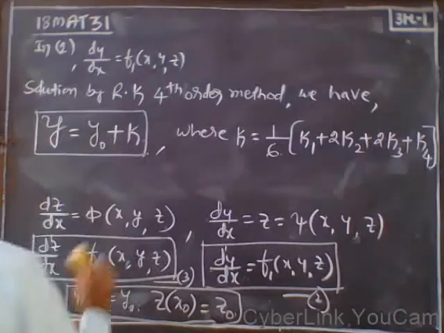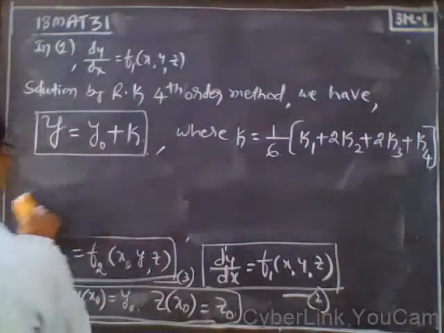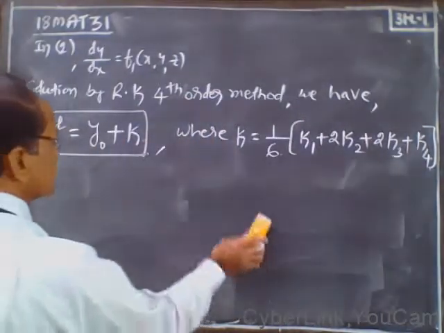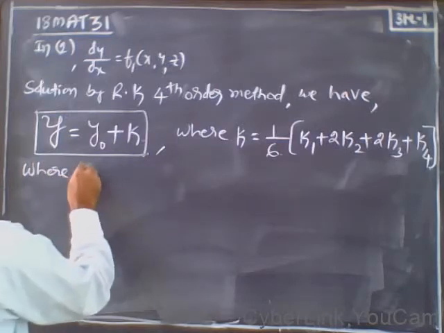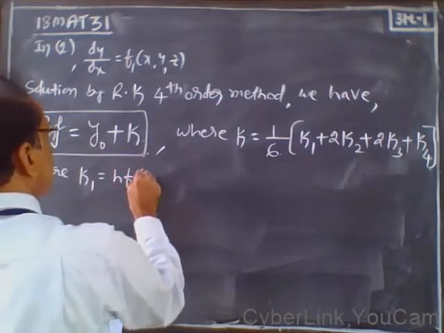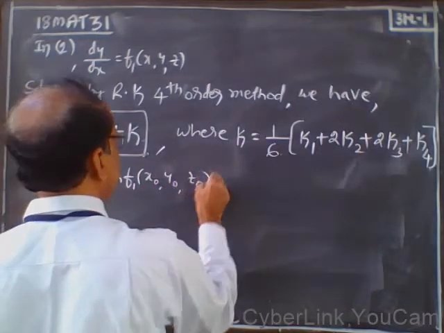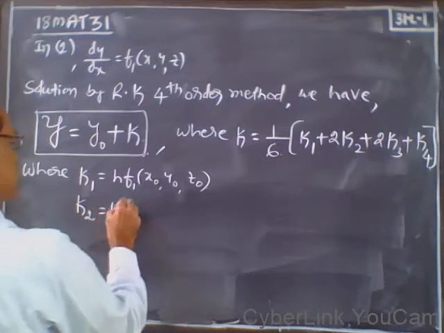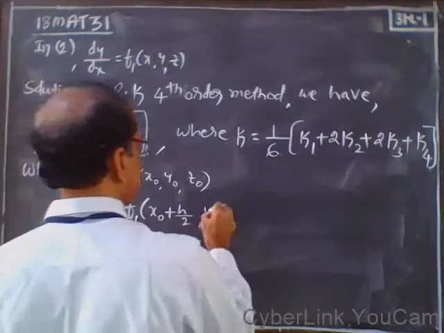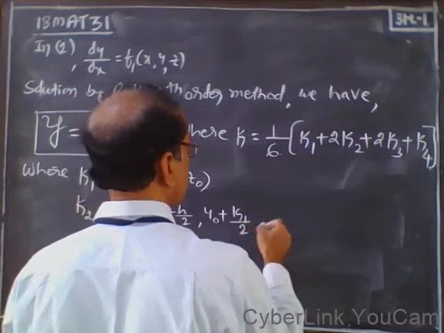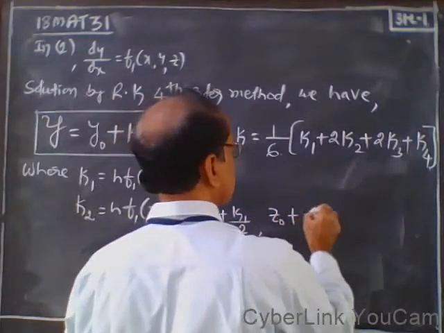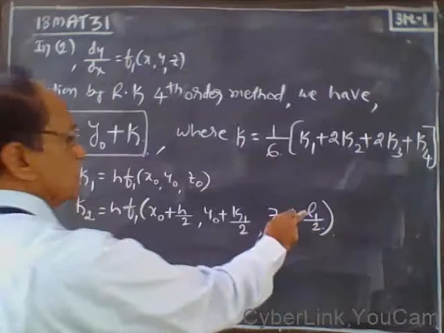These are the four values. And what are these four values of k? That means we have to write what k1 is, what k2 is, and so on. k1 is equal to h into f1, the first function, that is f1 of x0, y0 and z0, and k2 is equal to h into f1 of x0 plus h by 2 comma y0 plus k1 by 2 comma z0 plus l1 by 2. l1 we will define later.